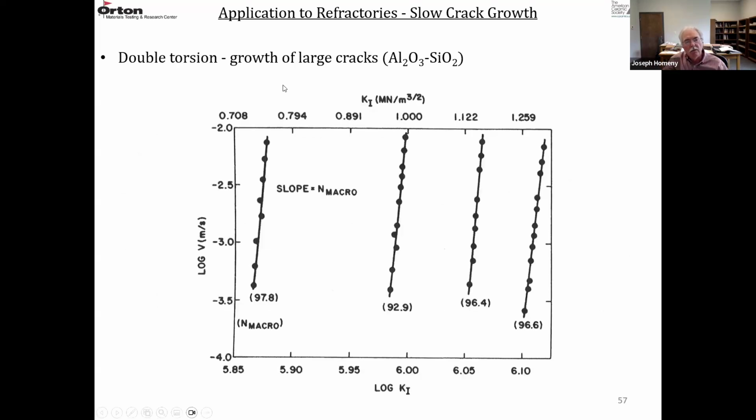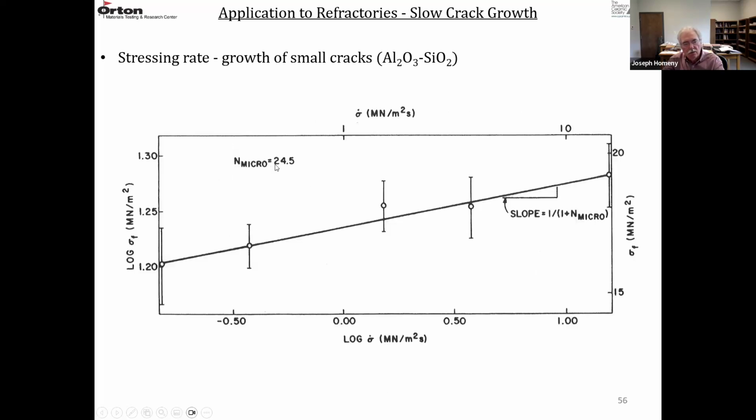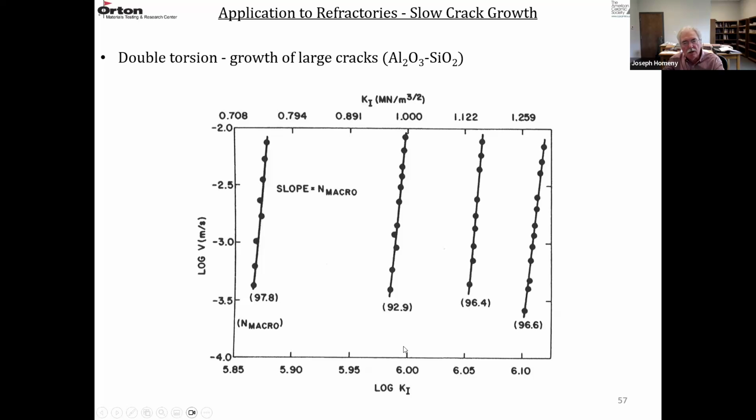And if we run a double torsion test on the same aluminosilica fire clay type material, we plot the log of velocity versus the log of K1. We get these different curves. They're just different samples. So there's 4 different samples shown here. The slope is N macro, and it's in the 90s here. Over here, it was about 24. So it's about 4 times larger.